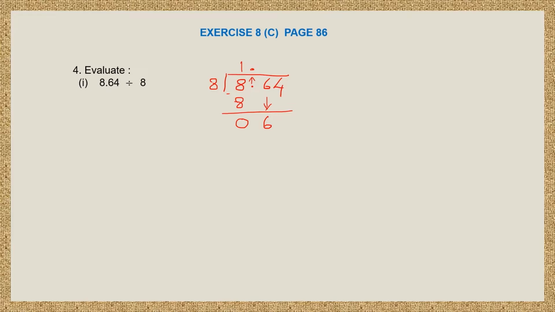So I have 6 and 6 is smaller than 8. So I need to put a 0 on top and I need to bring down the next number. So it is 4. Now I have 64. 8 eights are 64, minus 0. So I have completed my division and my final answer will be 1.08.